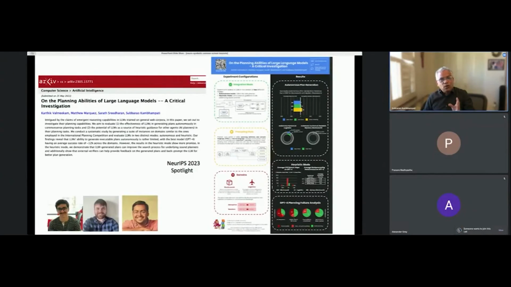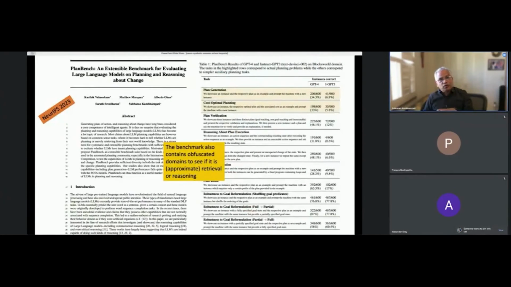So we actually wrote a more systematic study of this behavior of LLMs in solving planning problems. There's a NeurIPS spotlight paper for that. We also provided a benchmark based on the kinds of planning problems that have been looked at in the planning community: logistics, blocks world, scheduling problems, and so on. That benchmark was also published at NeurIPS as a benchmark paper.